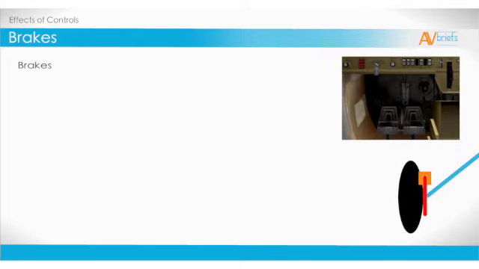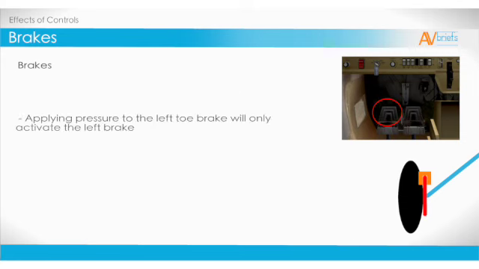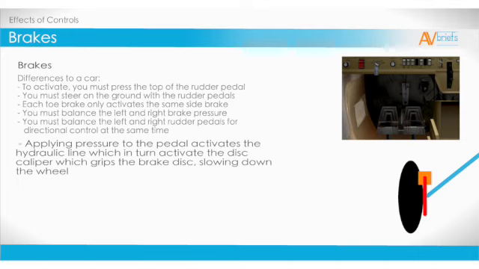The brakes on a light airplane operate generally the same way as car brakes. There are toe brakes on each of the rudder pedals, which will operate one brake for each pedal. Applying pressure to the left toe brake will only activate the left brake. The same is true for the right pedal and brake. Applying pressure to the pedal activates the hydraulic line, which in turn activates the disc caliper, which grips the brake disc, slowing down the wheel.